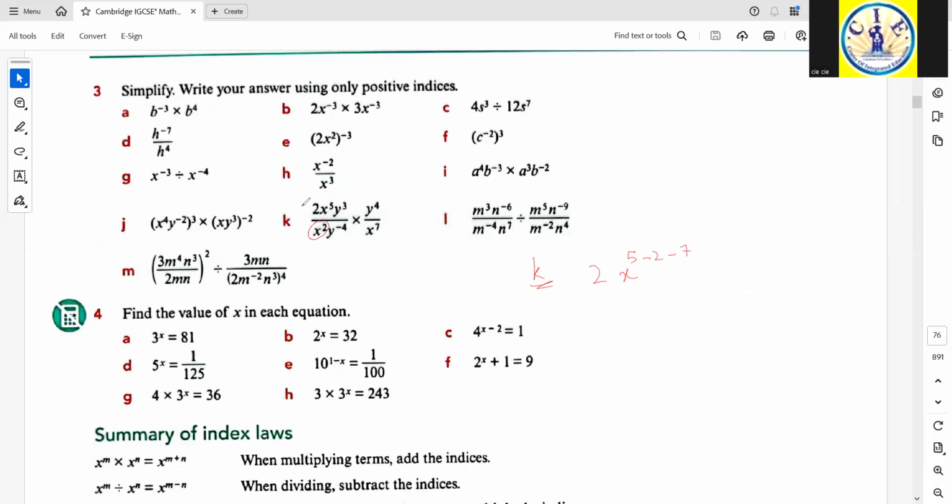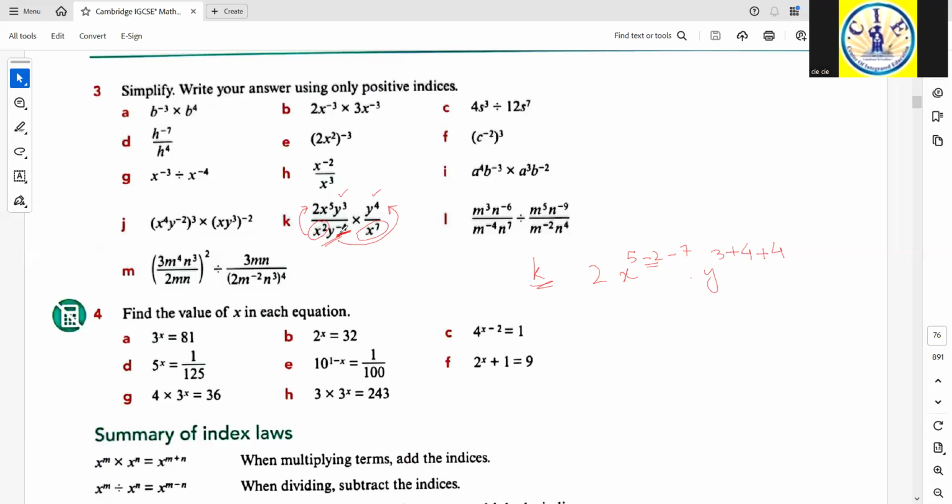This got shifted in the numerator, so its power would become negative, and the same goes with this x raised to the power 7. Then for y raised to the power 3 and this y raised to the power 4, since both of them are in the numerators, the powers would be added. This y raised to the power negative 4, when it is shifted in the numerator, its power would change its sign, so its power would become positive 4. So be vigilant while simplifying this.